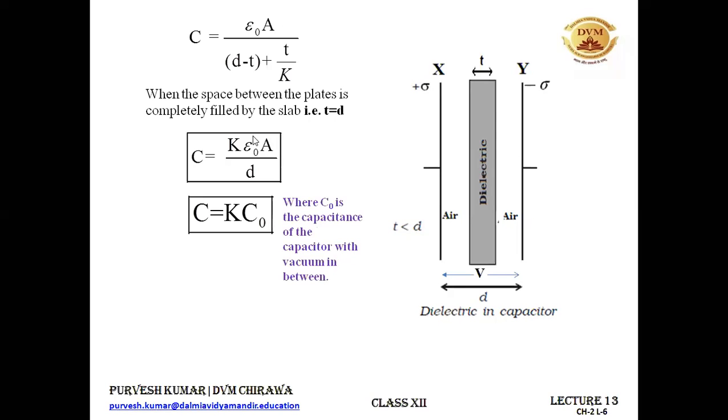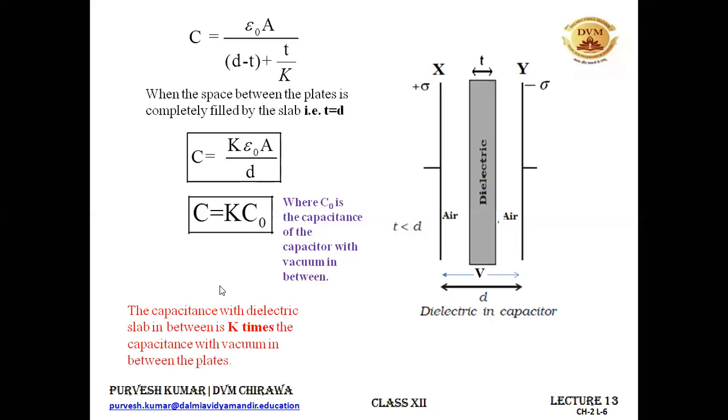All right. So this epsilon naught A by D can be written as C naught, and C becomes equal to K times C naught. So you can say that if you completely fill the space between the plates of the parallel plate capacitor by a dielectric having a dielectric constant K, then its capacitance will be increased K times. You can see that C is equal to K times C naught. So the capacitance with the dielectric slab in between is K times the capacitance with vacuum in between the plates.